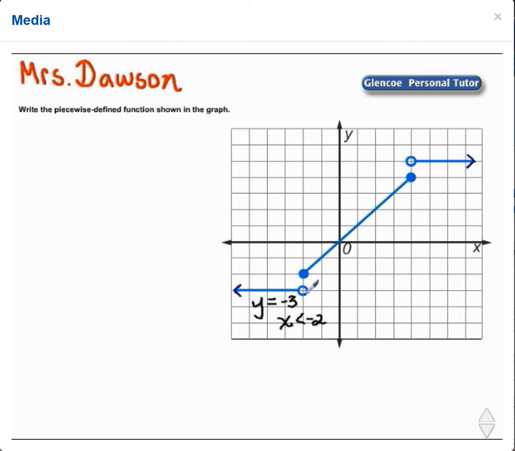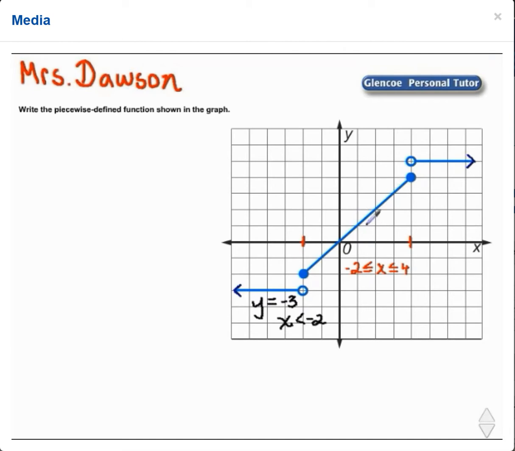Notice that the circle is not filled in, which is why x is less than that value, not less than or equal to. The next piece of the piecewise is from the x value of negative 2 all the way to the x value of 4. Notice that these are filled in, which means negative 2 is less than or equal to x, which is less than or equal to 4. Those are our x values for this linear portion of the piecewise.